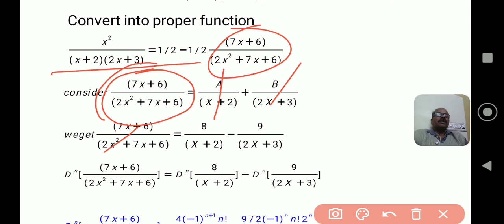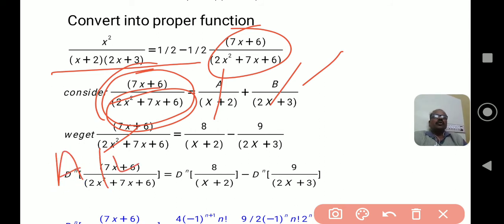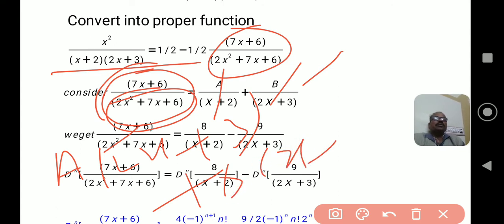How to find the values of A and B? Multiply this equation by the denominator. We are multiplying. Finally, A into 2x plus 3 plus B into x plus 2. We are substituting a suitable value for x, making A equal to 0.